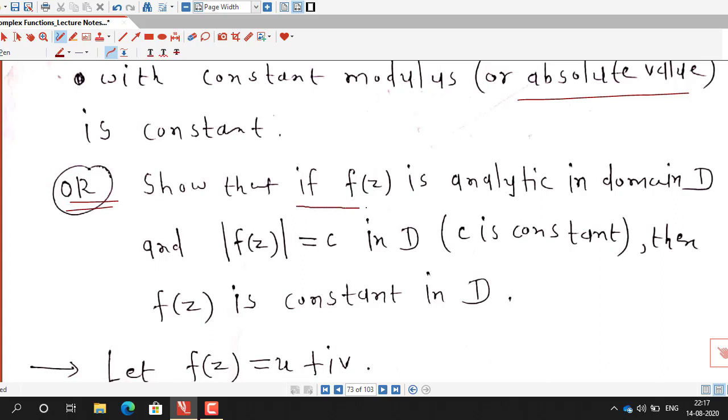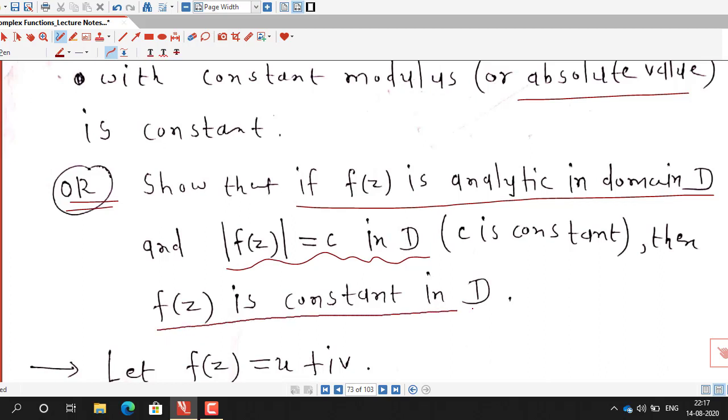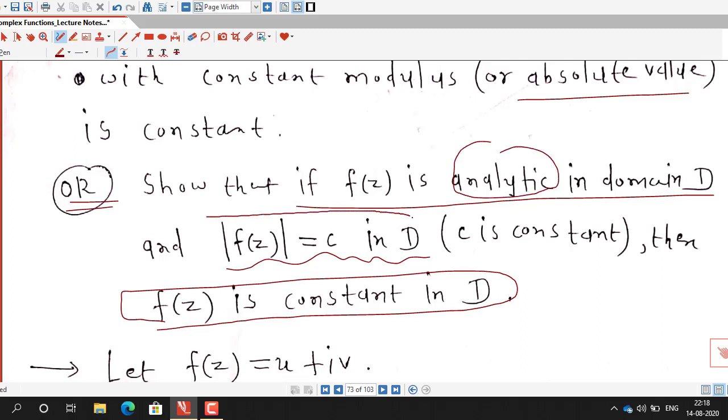Show that if f of z is analytic in a domain D and modulus of f of z is constant, suppose the constant is c, at all points in domain D, then we have to prove that f of z is also constant in domain D. So an analytic function of constant modulus is always constant in a domain D.